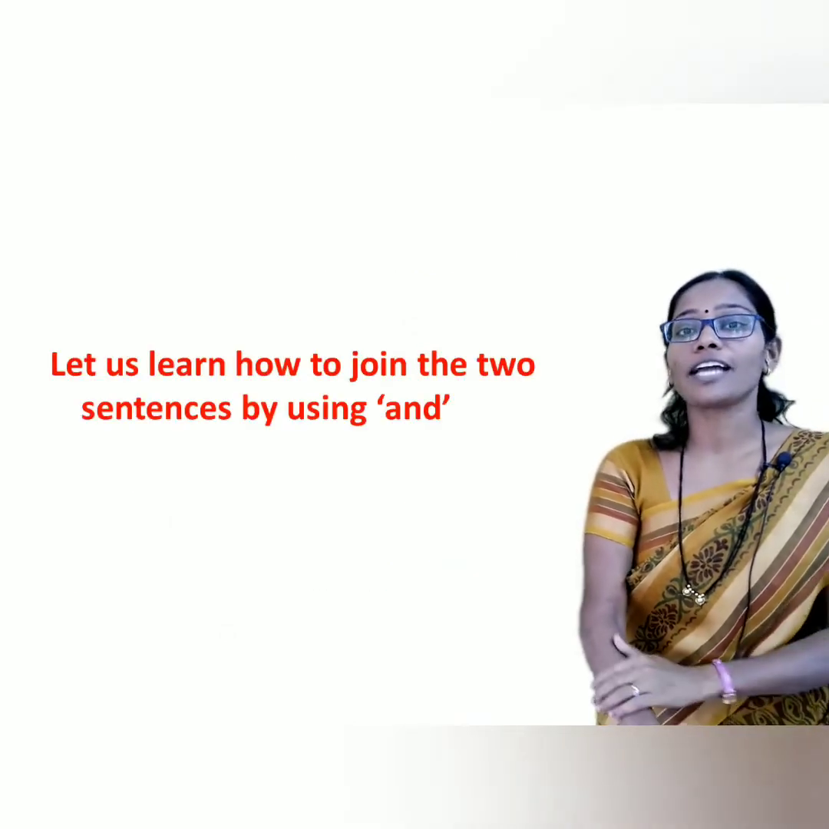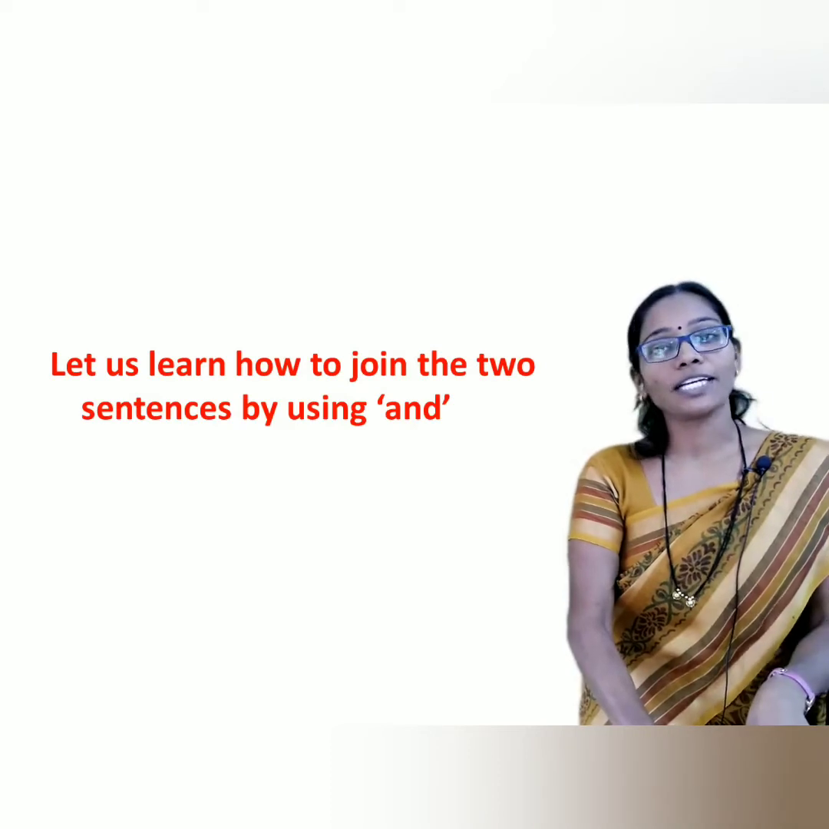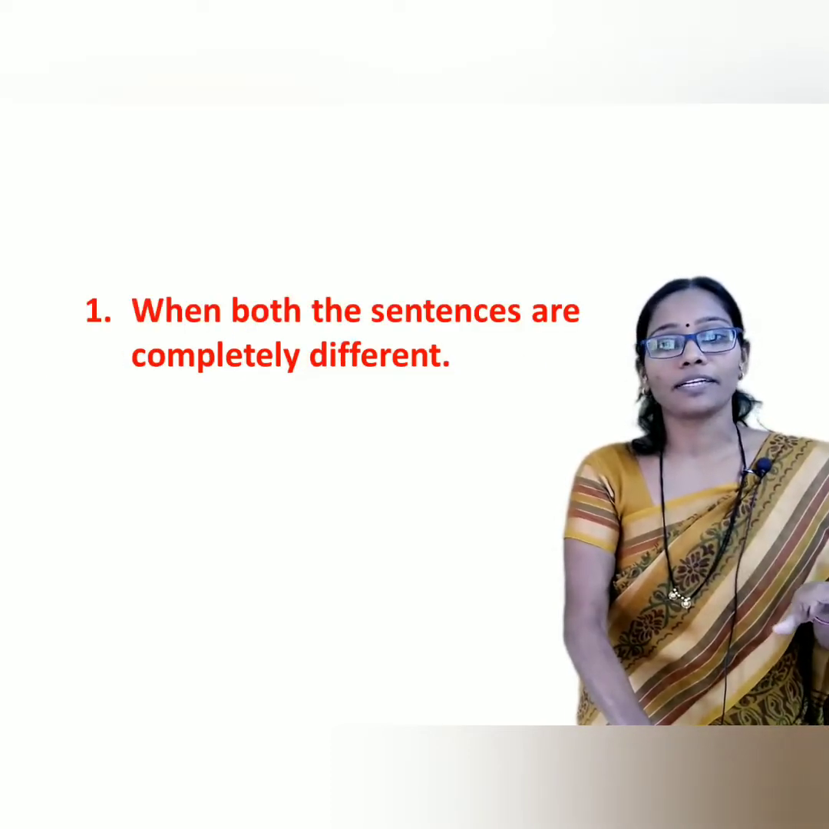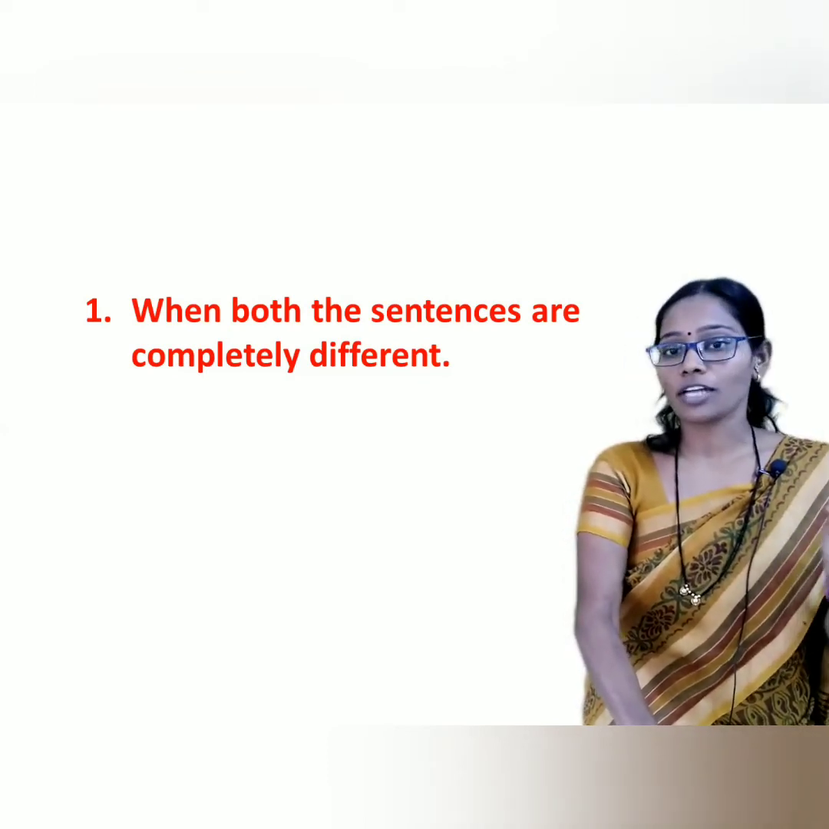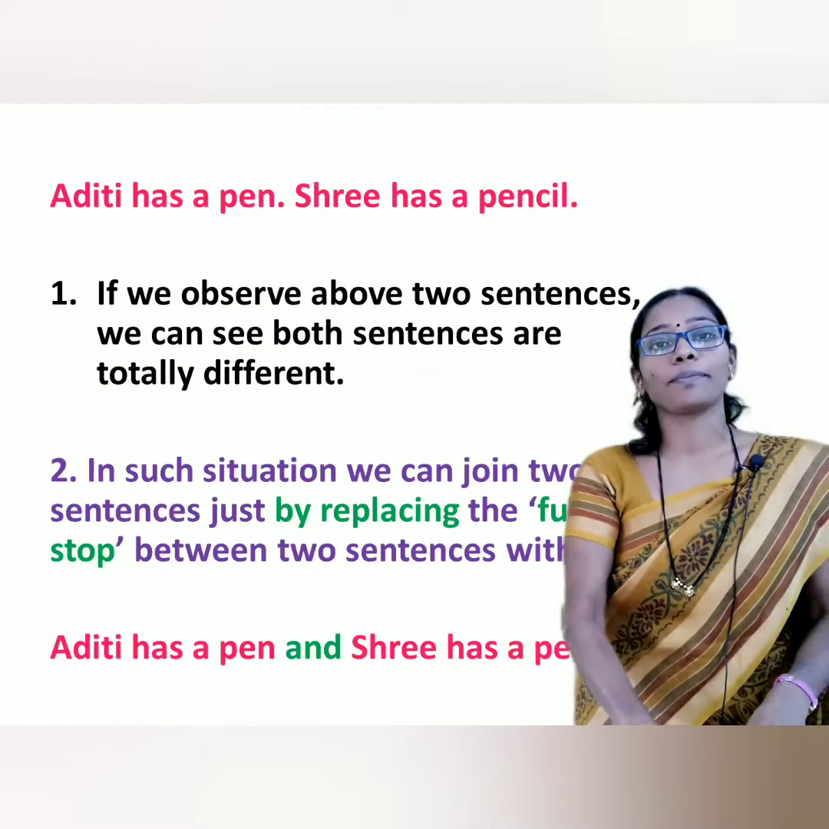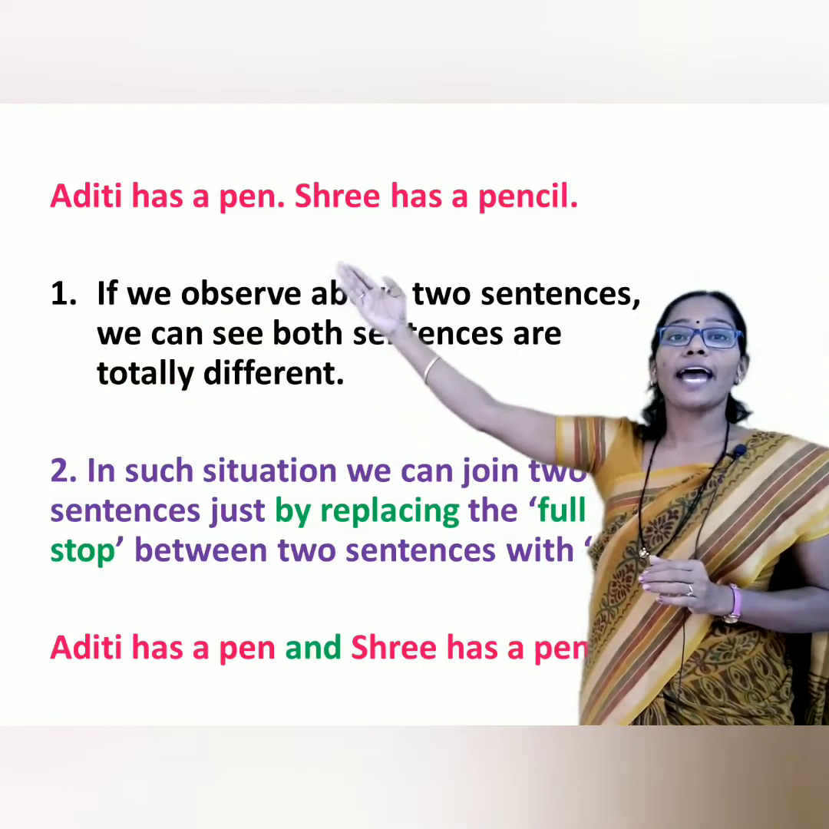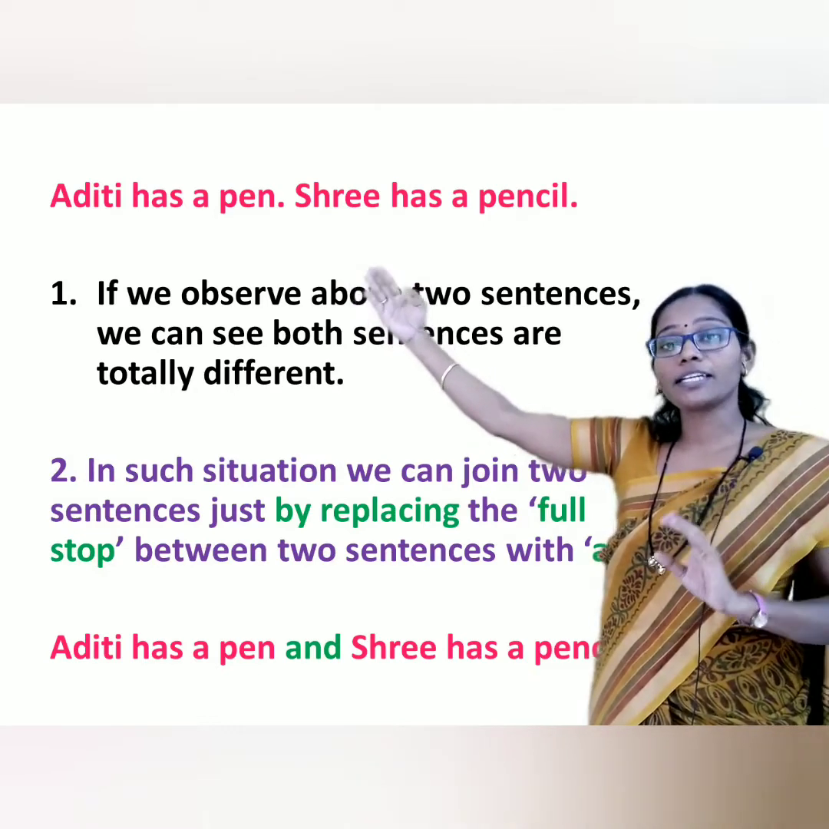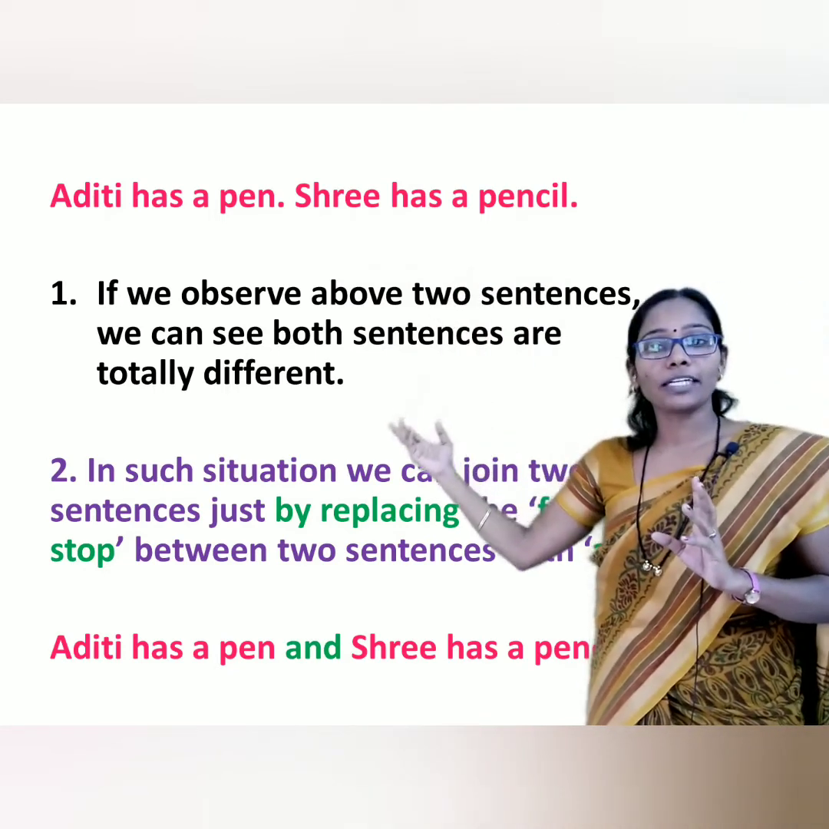Now let us learn how to join two different sentences by using "and". When both the sentences are completely different, if there is nothing similar in both the sentences, in such a situation, how to join? Let us see one example. Here I have taken one example. See, Aditi has a pen. Full stop means the first sentence is completed here. She has a pencil. Both the sentences are totally different.